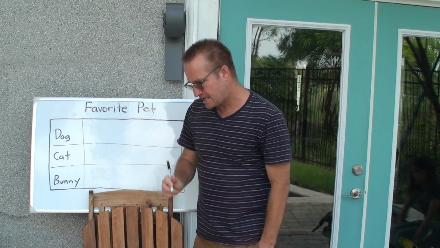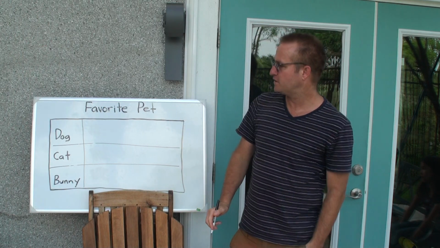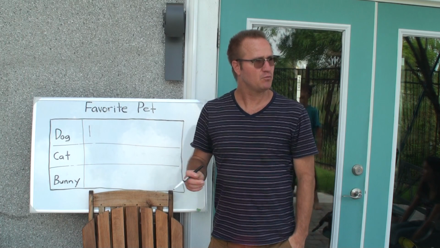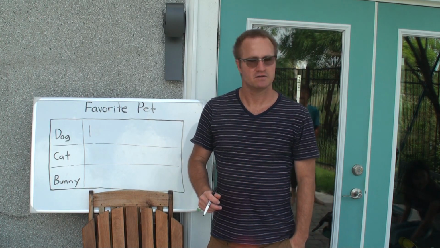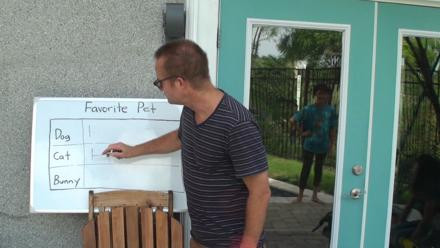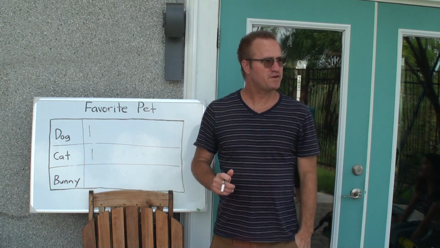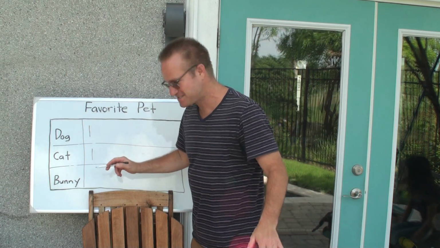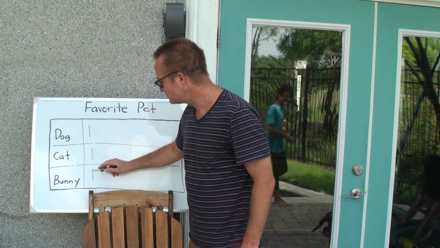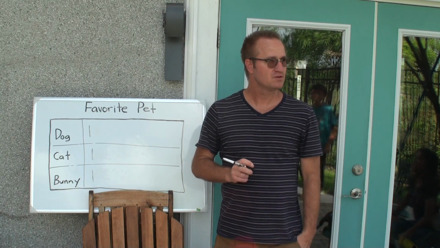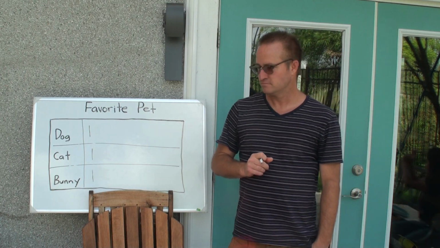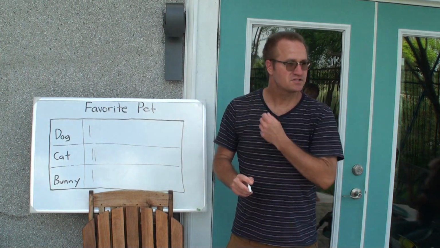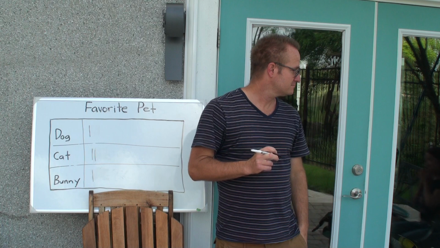I'm going to start by saying, Piper, what is your favorite pet? Dog. Beast Boy, what's your favorite pet? Cat. Hulk, what's your favorite pet? Bunny. He likes the bunny. Iron Man, what's your favorite pet? Cat. Starfire, what's your favorite pet? I like the cat.